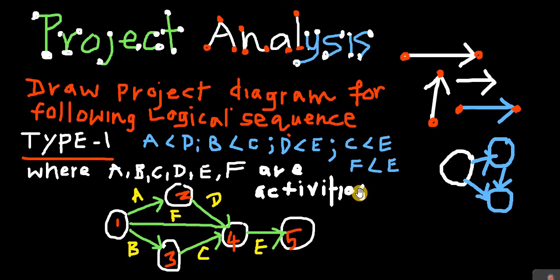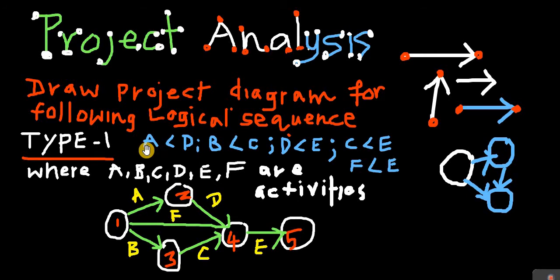Okay. So how to draw the picture here? That's our aim. Now look at this particular picture. In this picture, the activities are represented by the arrow mark, and the events or the nodes are represented by a round circle. Okay, right.